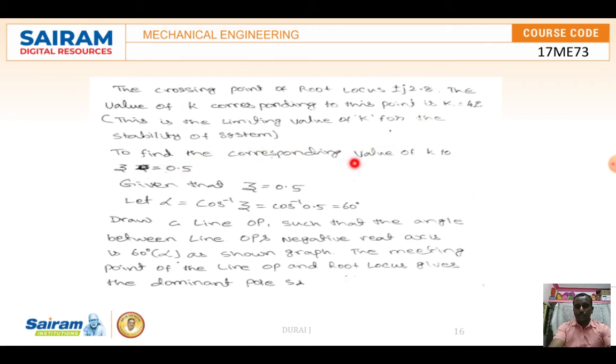To find the corresponding value, zeta is equal to 0.5, which is given in the question. Suppose the zeta value is not given in the question, you can leave it. So alpha is equal to cos inverse of zeta. So cos inverse of 0.5 is equal to 60 degrees. Draw a line OP such that the angle between line OP and the negative real axis is 60 degrees, as shown in the graph. The meeting point of the line OP and the root locus gives the dominant pole SD.